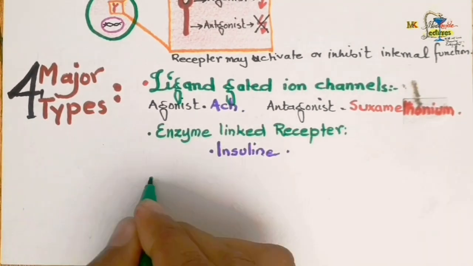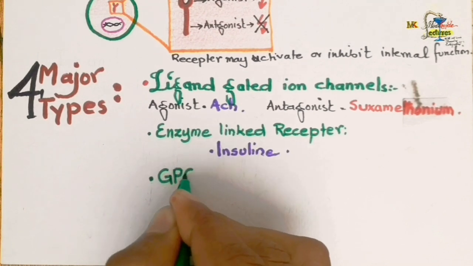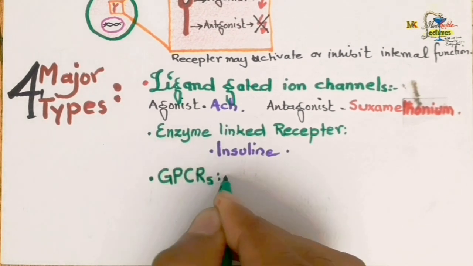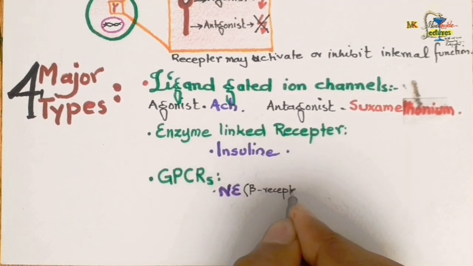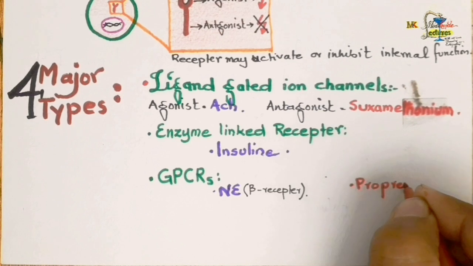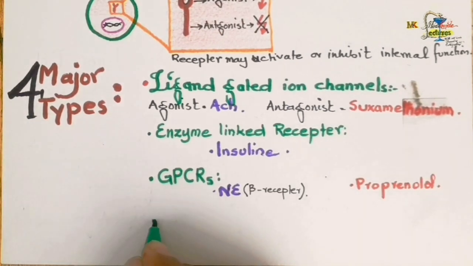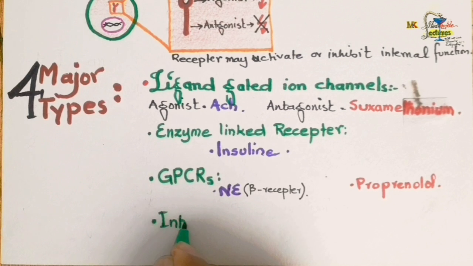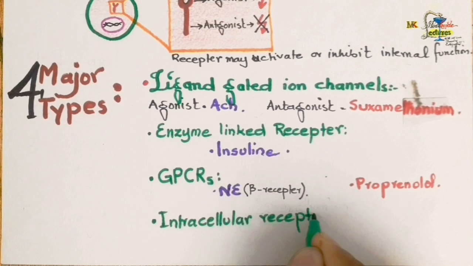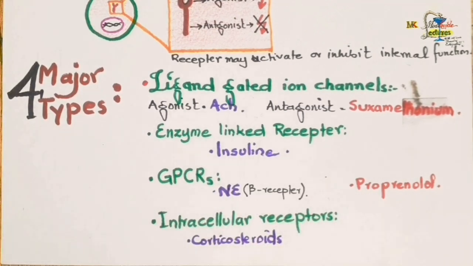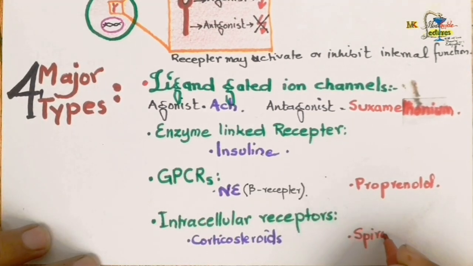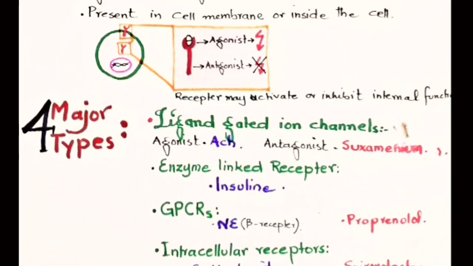Third type of receptor is GPCR, which stands for G-protein coupled receptors. An example of an agonist is norepinephrine acting on beta receptors, and the antagonist for this receptor is propranolol. After that, we have the last type of receptors, which is intracellular, meaning they are found inside the cell, and the ligand must pass through the cell membrane to bind to it. An example is corticosteroids, which act as agonists, and spironolactone, which acts as an antagonist on these receptors.